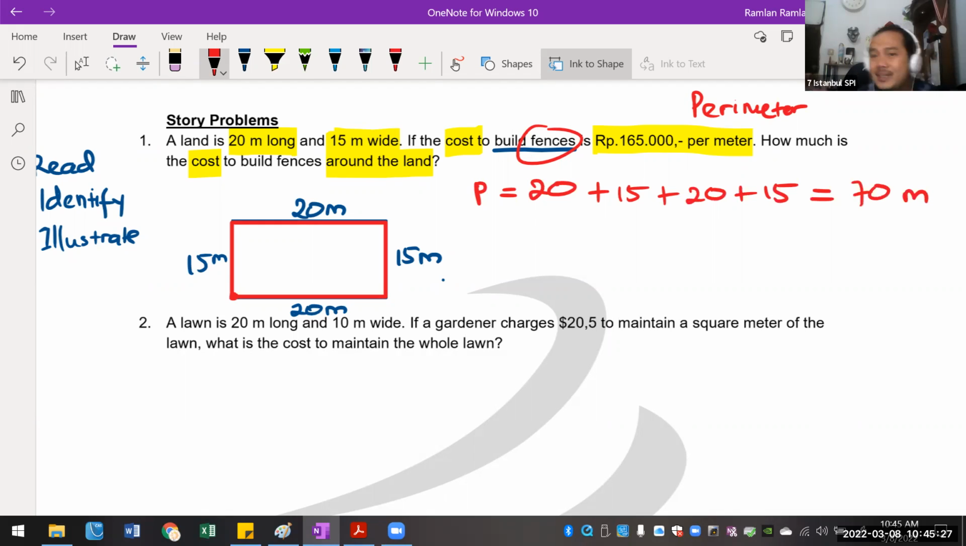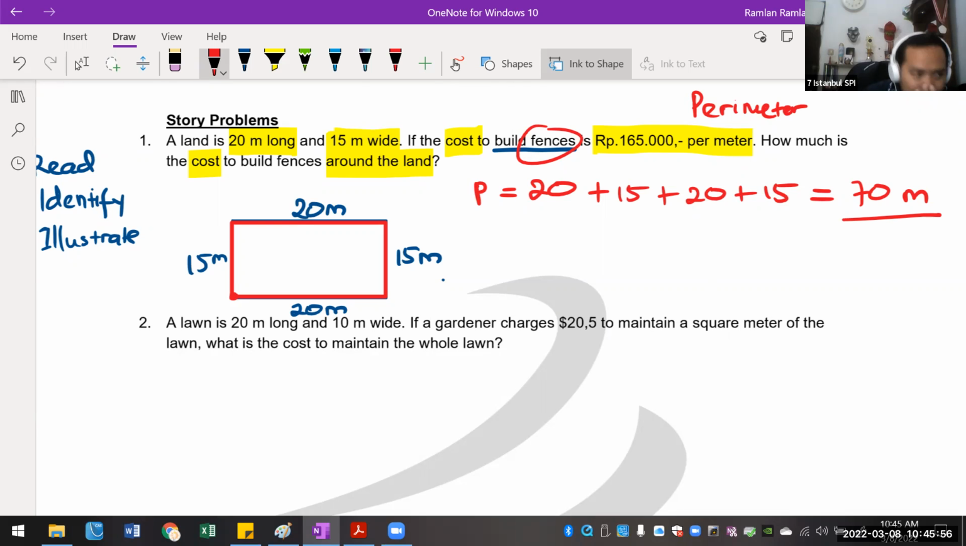So the perimeter is 70, so we're going to be building fences where the length of the fences is 70 meters. We're not talking about a 3-dimensional shape, we're just talking about 2-dimensional shapes. So in total, the length of the fences that we're going to build will be 70 meters.